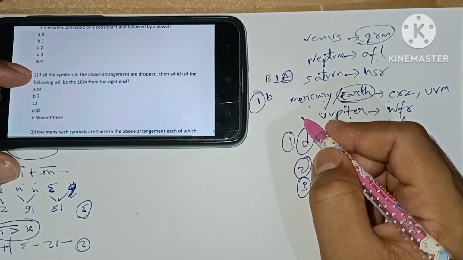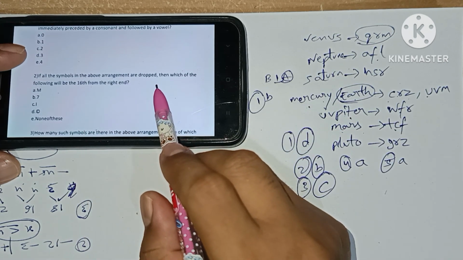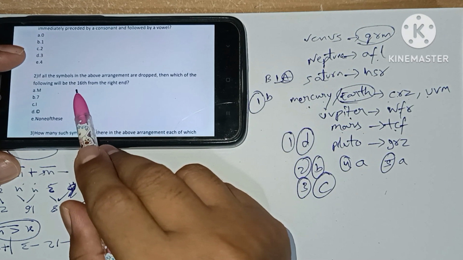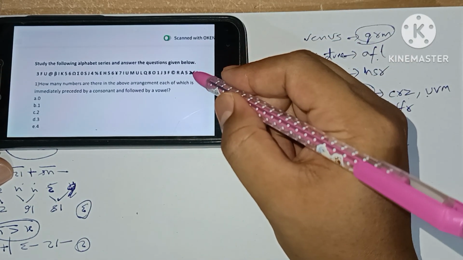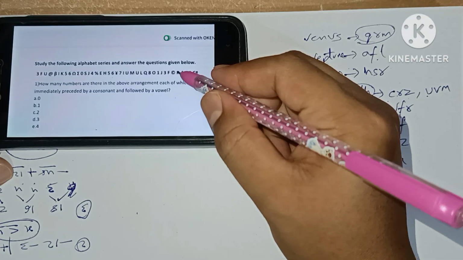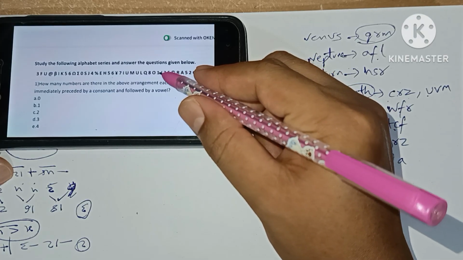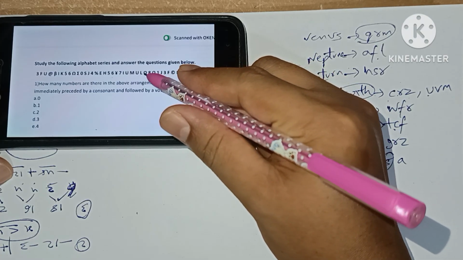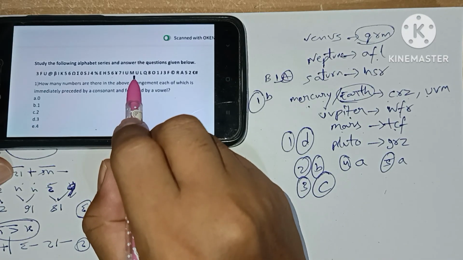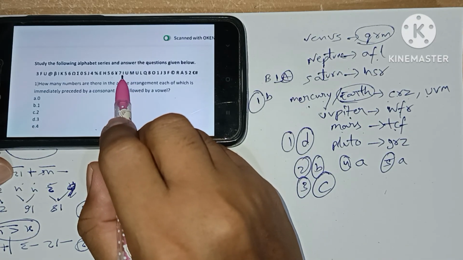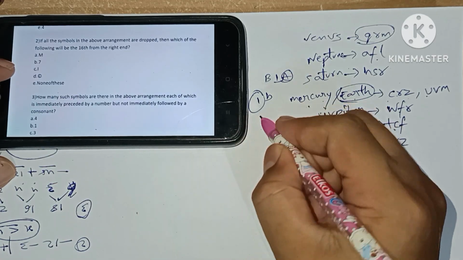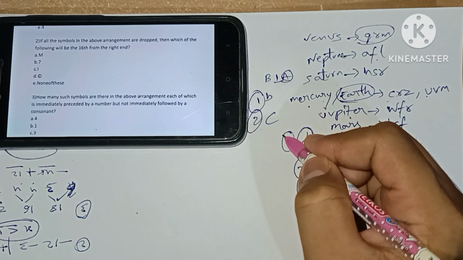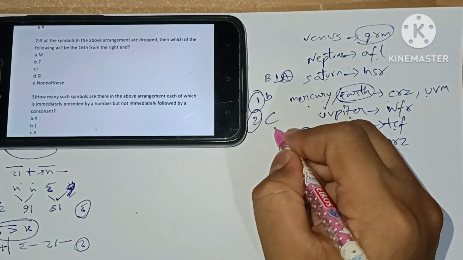Okay, next, second one. If all the symbols in the above arrangement are dropped, then which of the following will be 16th from the right hand? Symbols must be dropped. Then the 16th one: 1 2 3 4 5 6 7 8 9 10 11 12 13 14 15 16, which is I. So the answer will be option C, I.